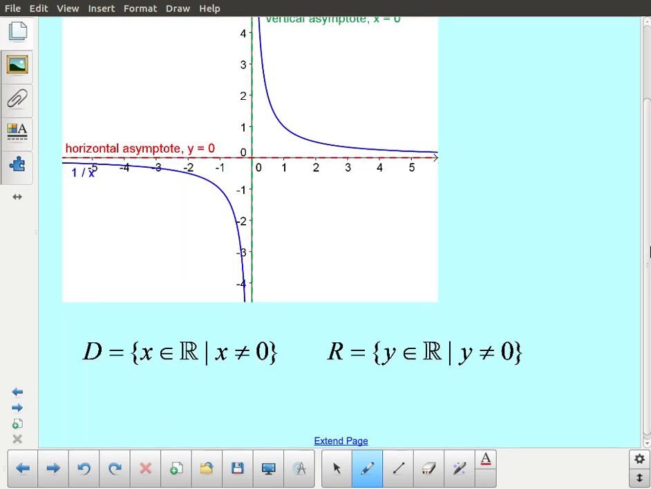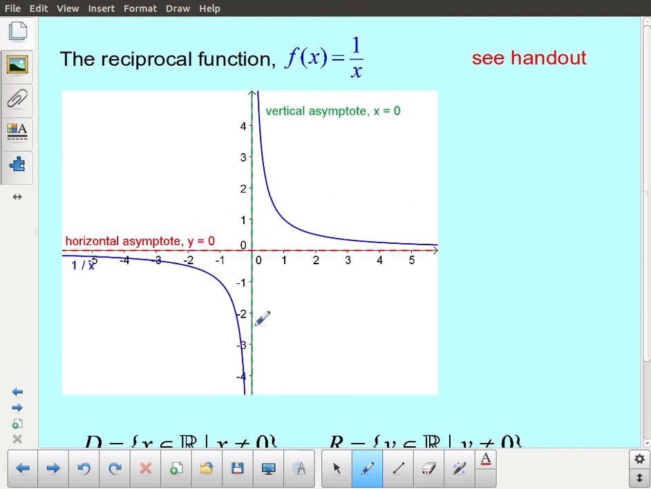And here is a nicer computer-generated version of the same graph, but it shows all the same things.